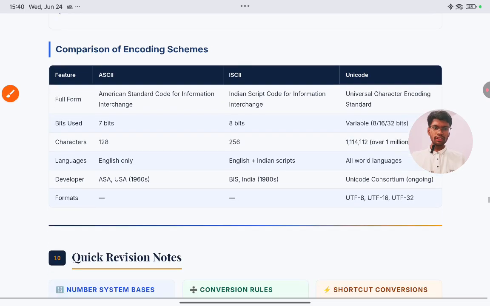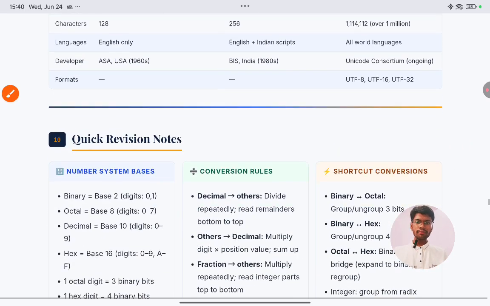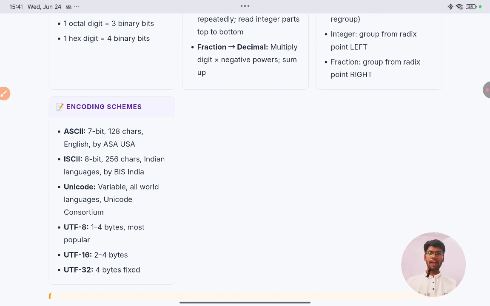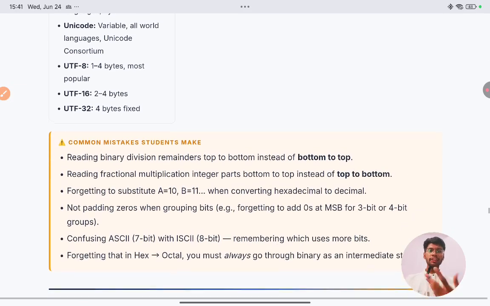And this is a whole comparison table for your reference. You will read it. So what did we discuss today? We discussed the number systems: binary, octal, hexadecimal, decimal, the bases, the powers of two and the formula, and conversion rules from decimal to others, others to decimal, fraction to others and fraction to decimal, and shortcut conversions between the number systems. We need to remember that. And the encoding schemes of ASCII, ISCII, Unicode, UTF-8, UTF-32 in particular, and how memory intensive they are. 32 is greater than 8, you need to remember.